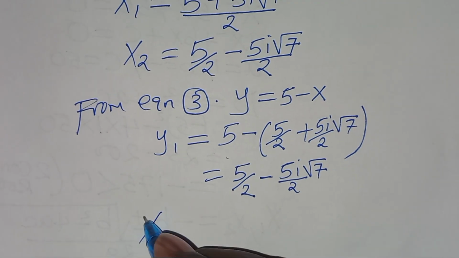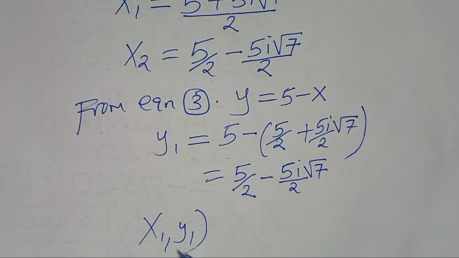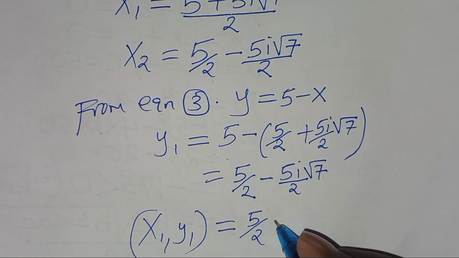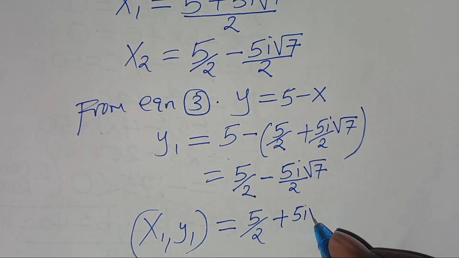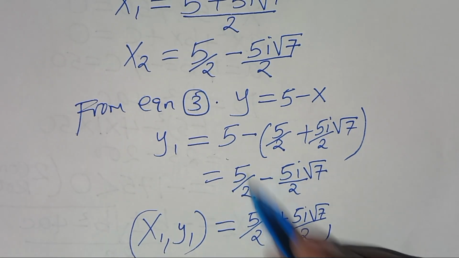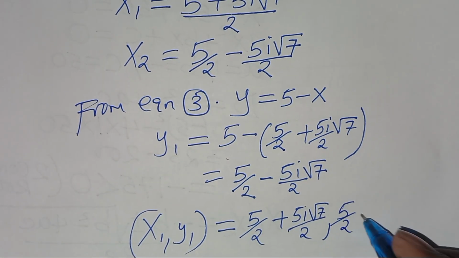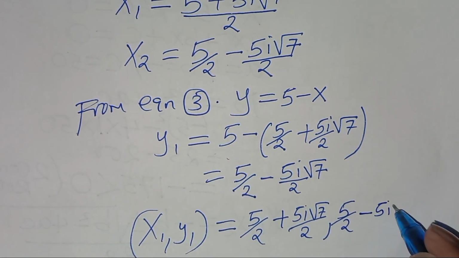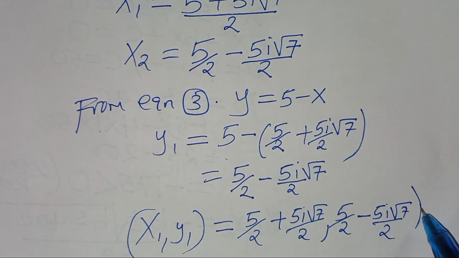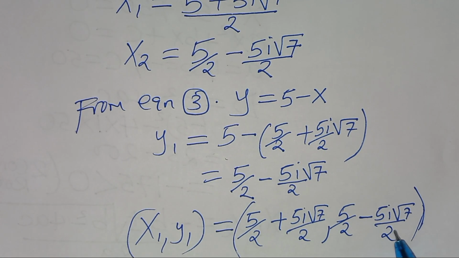So that implies that x1, y1 is equal to 5 over 2 plus 5I square root of 7 divided by 2, 5 over 2 subtract 5I square root of 7 divided by 2. So this is the first set of solution.